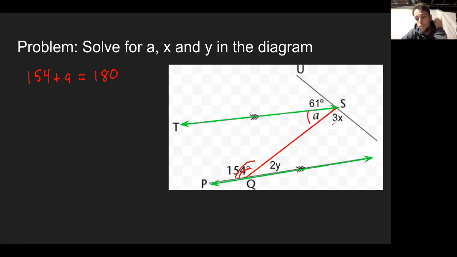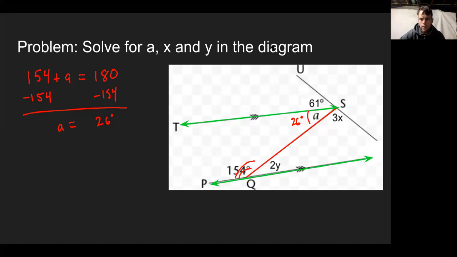Even though this transversal doesn't continue going, we still have those same side interior angles that exist because they don't depend on us extending that line at all. Pretty easy equation here. We would use the subtraction property of equality to subtract 154 from both sides, and we find that A is 26 degrees here. So that's that angle right there. I'm going to go ahead and label it because I might make use of it to solve some other problems.